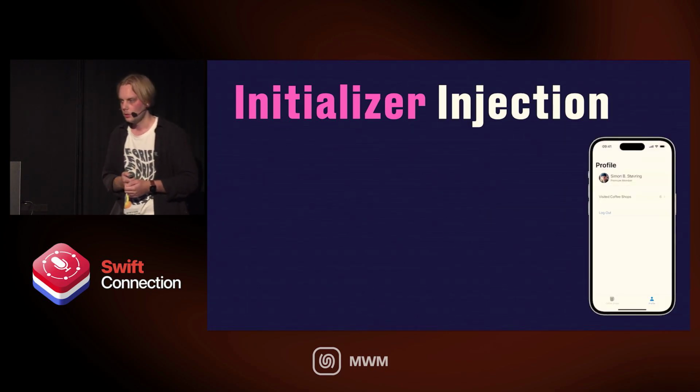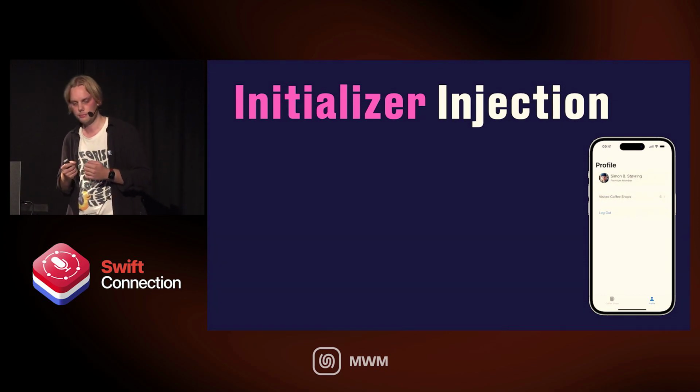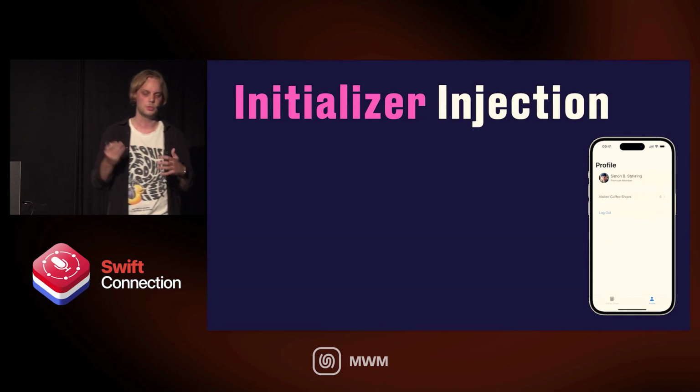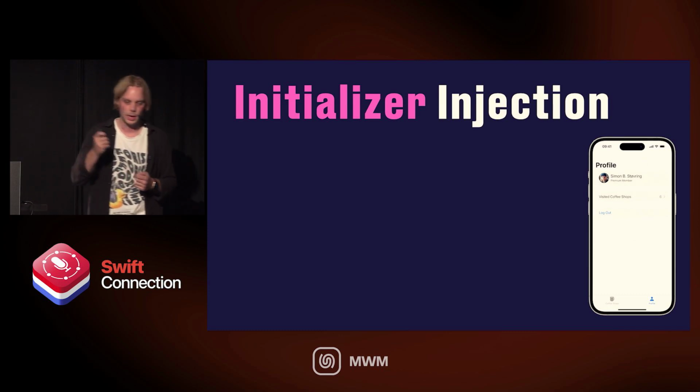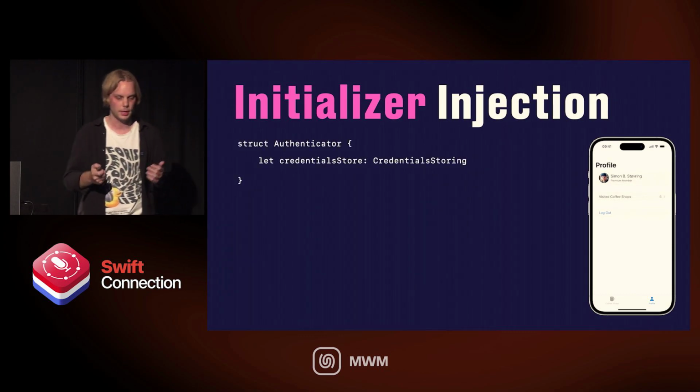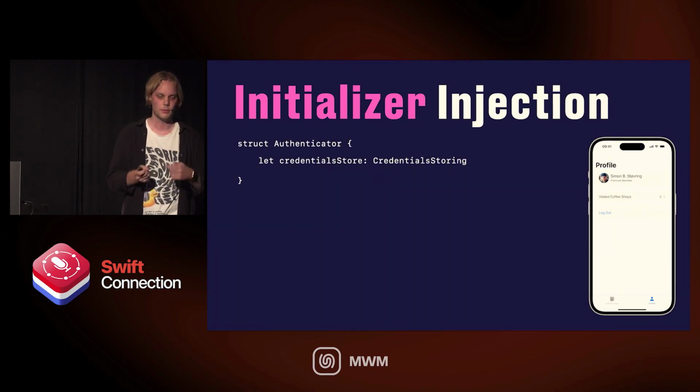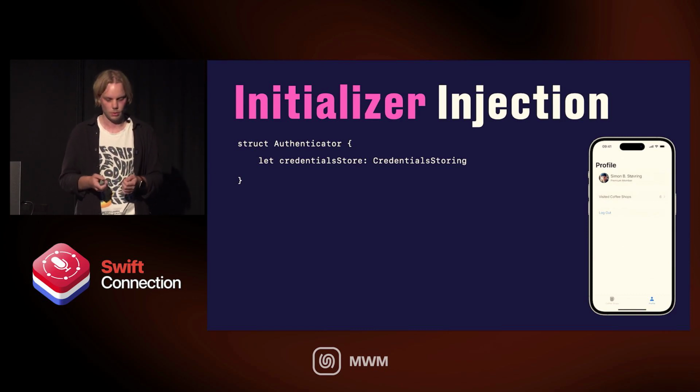Right. So let's consider for a moment what happens when we start to use initializer injection in our code base. So I've pulled up our profile view here. And this profile view needs an authenticator that we just saw. And that authenticator needs something conforming to credential storing. We will use the authenticator to log out, for example. So we could have a method on our authenticator called sign out or log out or whatever we want to call it. And when invoking that, we'll probably clear the credentials in our credential store.